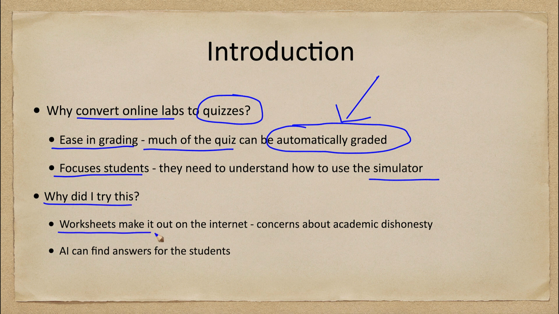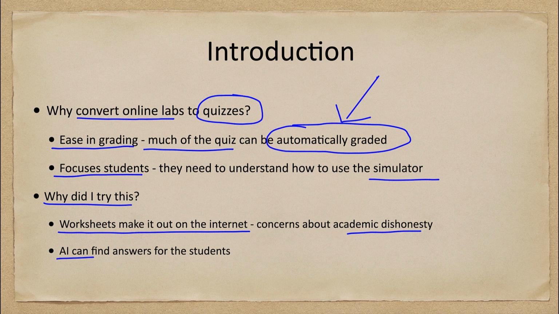Now, what started me with this? Well, of course, we know that worksheets make it out on the internet. So what can we do? We can make new worksheets. We can change questions up a little bit. But there are always issues with academic dishonesty. And of course, AI can find answers to some of the things for students as well. So part of my goal here was to find things and put at least a good chunk of the lab that simply could not be looked up or found easily.